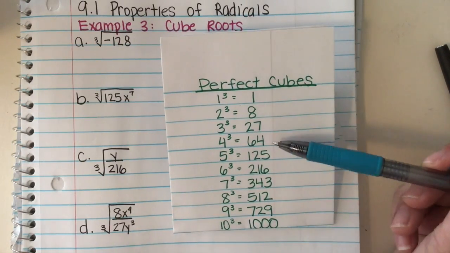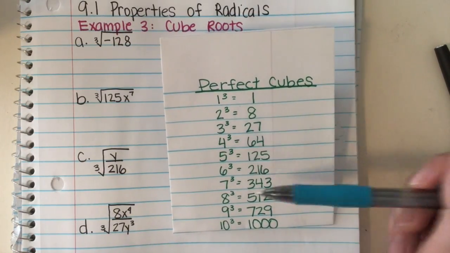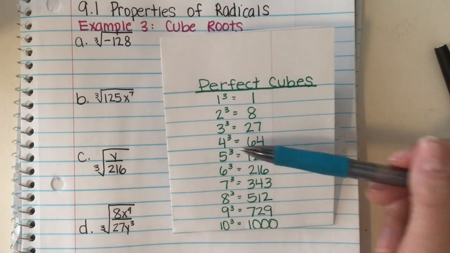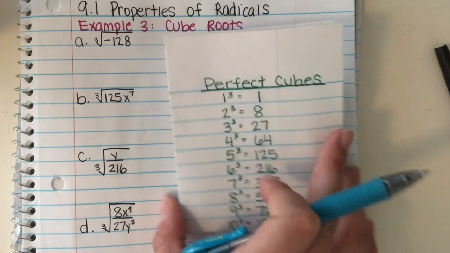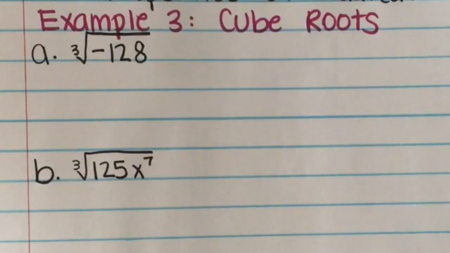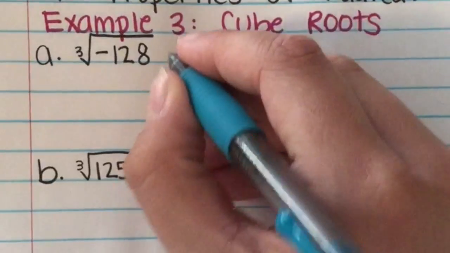Basically, like the cube root of 64 is 4 because 4 times 4 times 4, 4 multiplied 3 times, is equal to 64. So it's similar to square roots, but now we're multiplying 3 times. So we're going to do letter A here, which asks us to simplify the expression the cube root of negative 128. So I still want to pull out the greatest perfect cube factor, similar to what we did before.